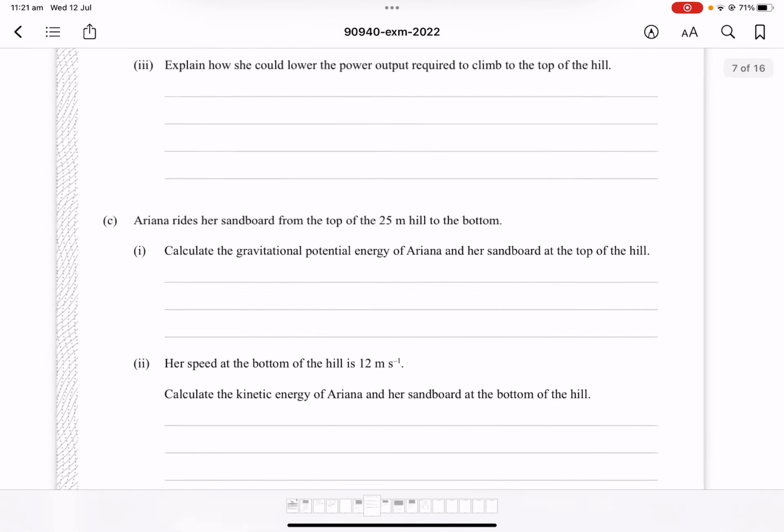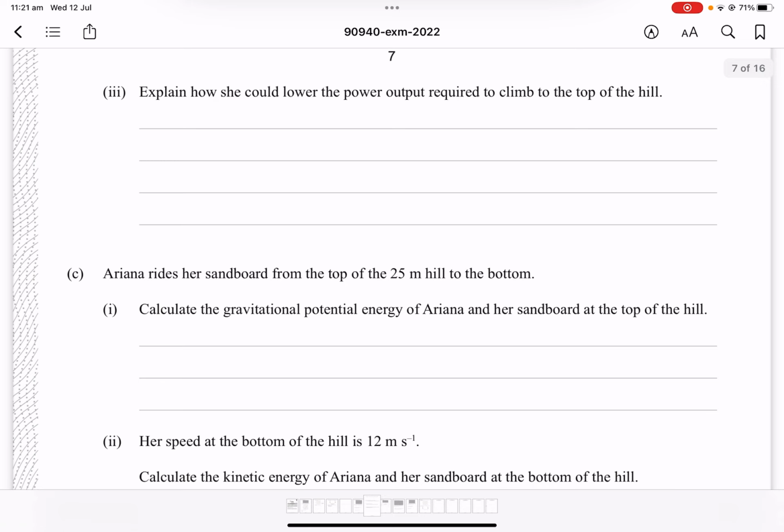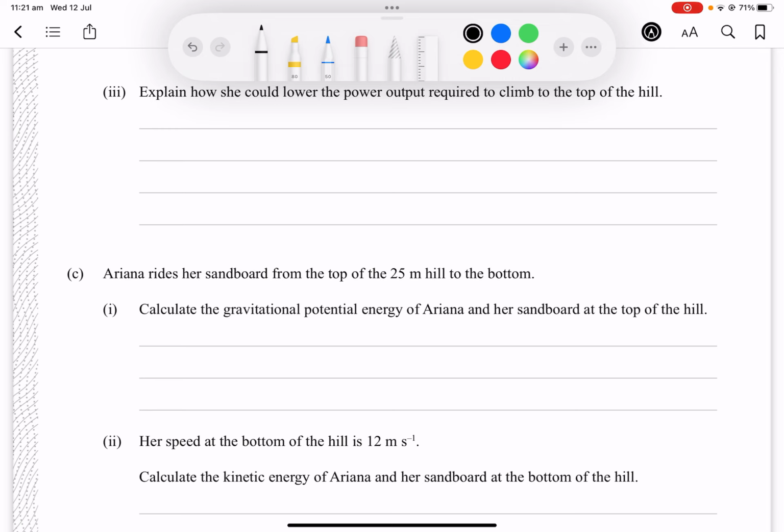Let's look at part III, part 3. Explain how she could lower the power output required to climb the top of the hill. Since the top of the hill stays a constant height of 25 meters above where she starts, the height or the distance is not going to change. We also know that Ariana and her skateboard are going to have the same mass and therefore the same weight force. So the force is not going to change either. So how we're going to lower the power output is by changing the time. We're going to stretch the same amount of work done over a longer period of time. So on average, each second, we're going to be doing less work and therefore the power output will be reduced.